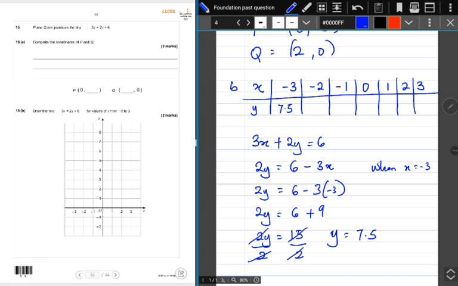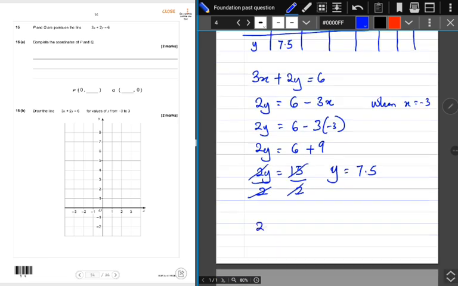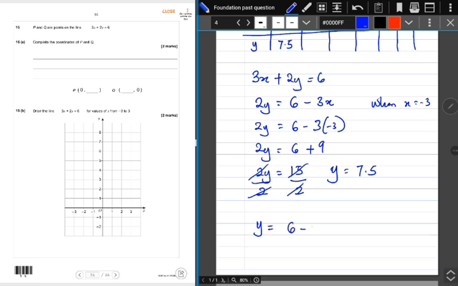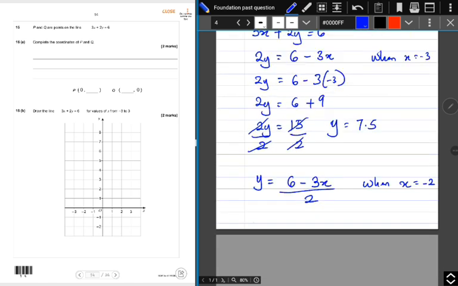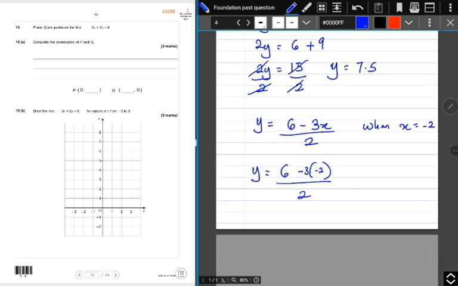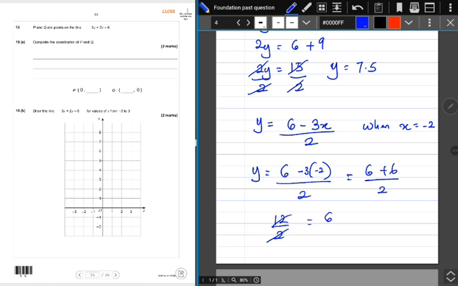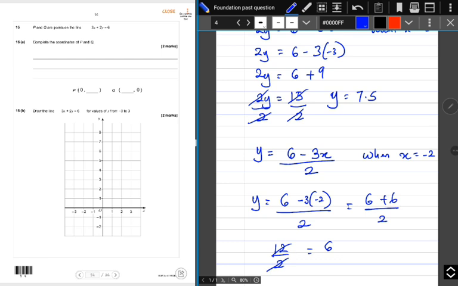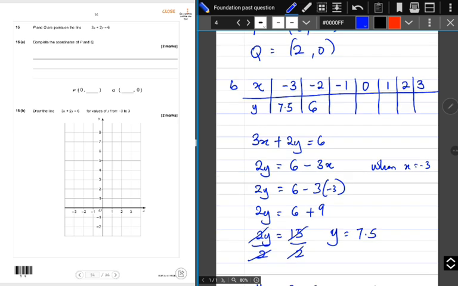So this is 7.5. Let's take it from y equals 6 minus 3x over 2 when x equals minus 2. So this is going to be y equals 6 minus 3 into bracket minus 2, over 2, and that is going to give us 6 plus 6 over 2, which is 12 over 2, that's 6. It's the same method, you keep on doing it till you get your values. After 7.5, the next one is 6.